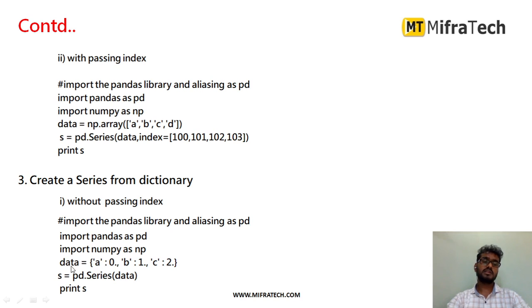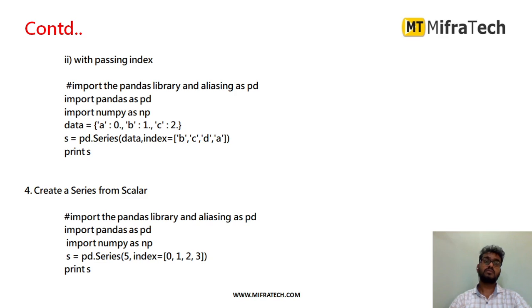If we pass this dictionary as a parameter to the pd.Series command, it is going to give us this series. If we print, we'll get this data dictionary as a series. So the pandas library will create a series by taking a dictionary as input. That can be done with index or without index.